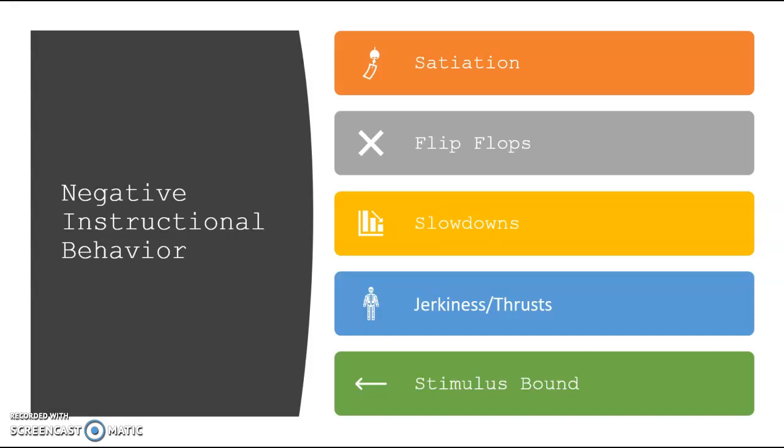Following are the negative instructional behaviors. This includes satiation, flip-flops, slowdowns, jerkiness or thrust, and stimulus bound. To start, satiation is the product of student disengagement due to an overextension of a lesson or too much explanation for simple tasks. This can lead to boredom and other misbehaviors.